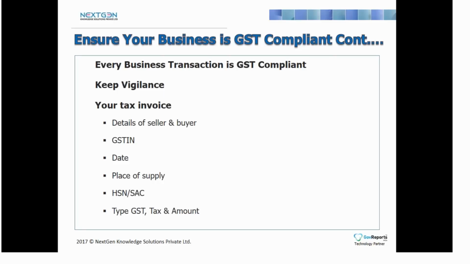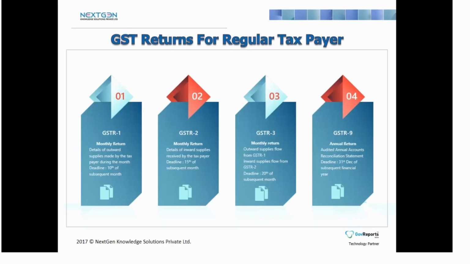Based on the place of supply, the rule relating to place of supply in GST will be applied. HSN code or SAC code of goods or services. Then the type of GST, which could be CGST, SGST, IGST or UTGST, tax and the amount. These are the data which will be uploaded at the GST system, and this will be matched between the supplier and the recipient.